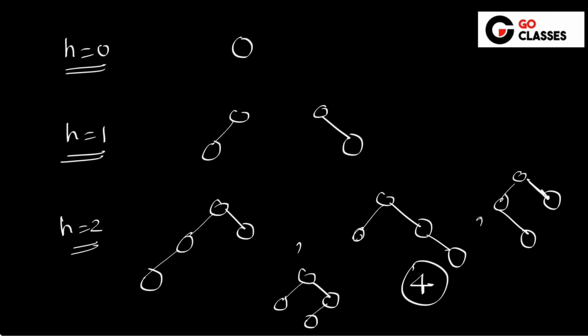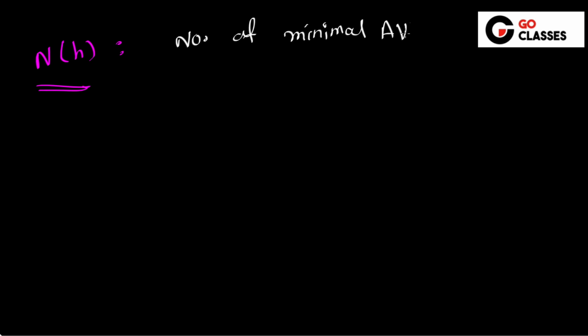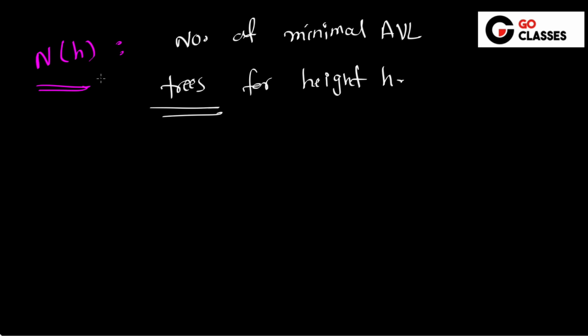So if the problem is clear, then let me define this problem very formally. Till now I have just given you the intuition of what I mean to ask. Okay, so let me say that n_h is the number of minimal AVL trees, which means that for height h, this many minimal AVL trees are possible.